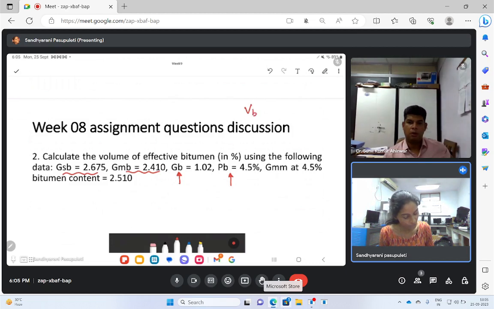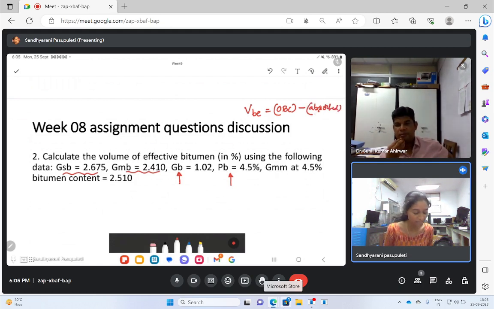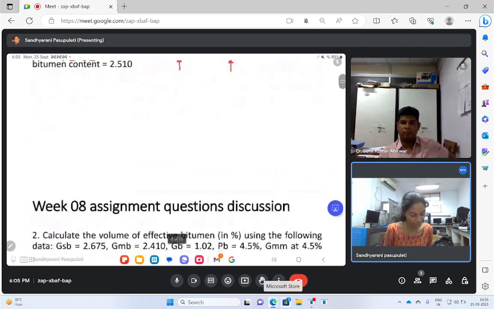When we say volume of effective bitumen, if we know the total bitumen content or OBC, and from that we deduct the absorbed bitumen, whatever remains is the effective bitumen. This total bitumen content is already given as 4.5%. Then we need to calculate the absorbed bitumen, and to calculate it we need the details which they have given.